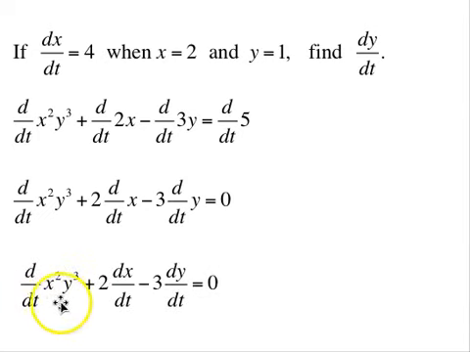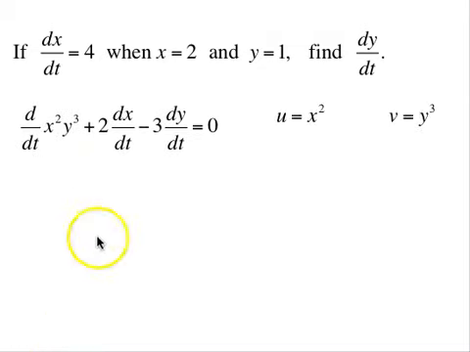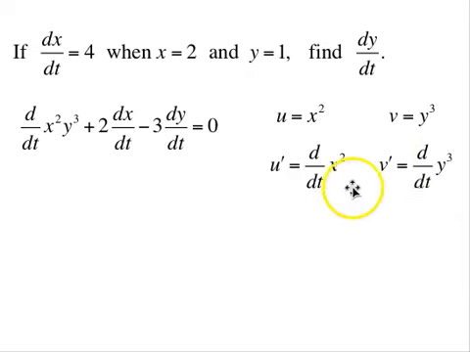And to do the derivative with respect to t of that product, we're going to need to use the product rule. So (uv) prime is u prime v plus u v prime. So keep that in mind as we now look to find the derivative with respect to t of x squared y cubed. So I'm saying u is x squared and v is y cubed. Now u prime will be the derivative with respect to t of x squared. Keep that in mind. V prime will be the derivative with respect to t of y cubed.